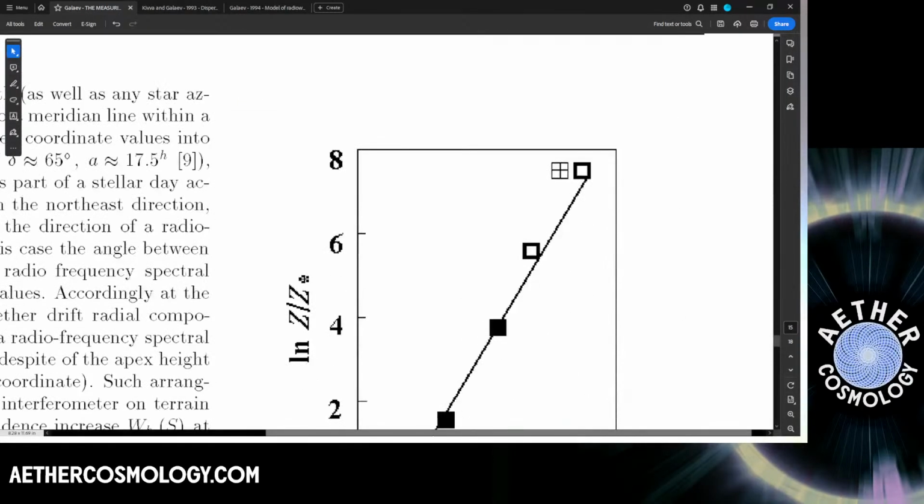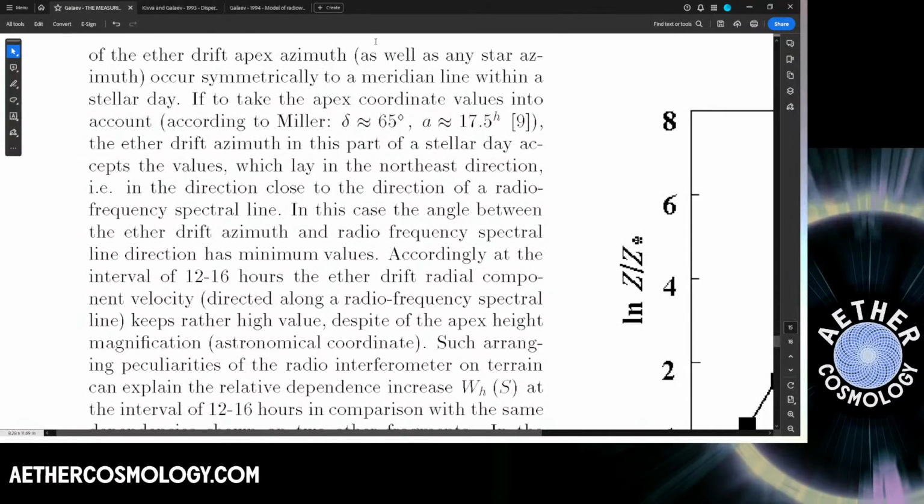In this experiment, the radio frequency spectral line is declined from a meridian by 45 degrees to the northeast. The variations of ether drift apex azimuth, as well as any star azimuth, occur symmetrically to a meridian line within a stellar day. If we take the apex coordinate values into account, according to Miller, delta is approximately 65 degrees, alpha is approximately 17.5 hours. The ether drift azimuth in this part of a stellar day accepts values which lie in the northeast direction, i.e., the direction close to the direction of a radio frequency spectral line.